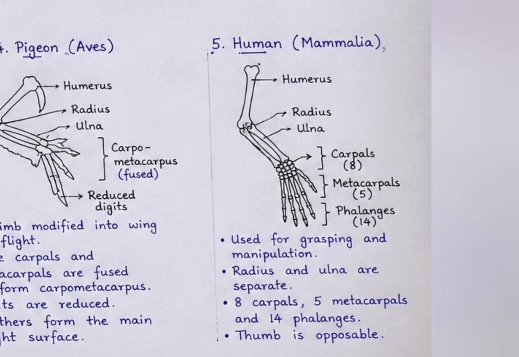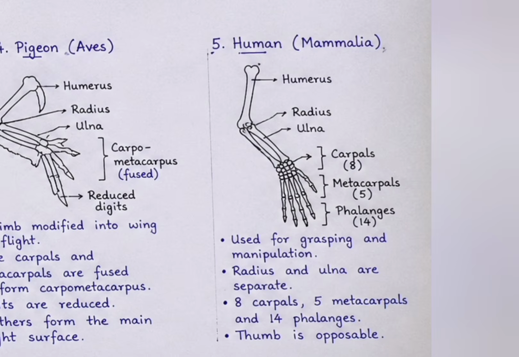The fifth one is Mammalia. In mammals, the forelimbs are used for grabbing and manipulation. We have to grab something, we have to take something; the forelimbs are used for that. The functions of forelimbs and hindlimbs are not similar in mammals or any vertebrates. We have to remember one thing: the function of the forelimbs is different in the five vertebrates.